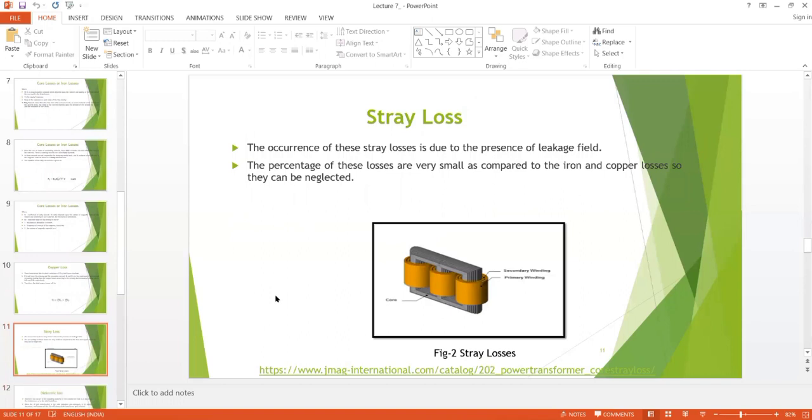Stray losses depend on the leakage flux. So as soon as the load is more, the stray losses will be more, but they can be minimized by reducing the load on the transformer.